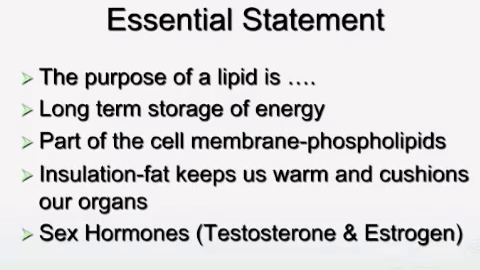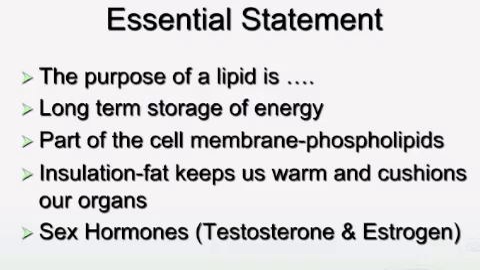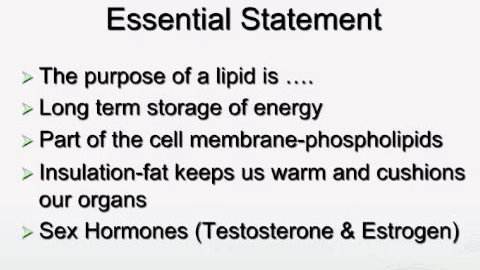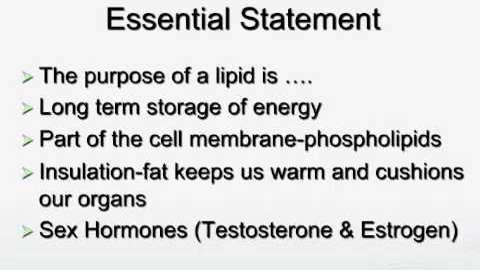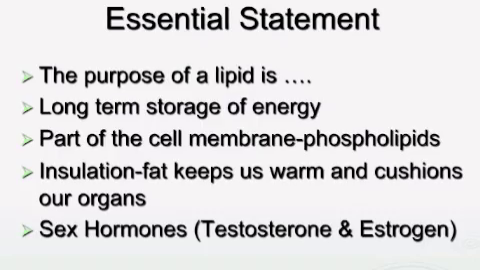Two layers of phospholipids. It acts as an insulation. Fat keeps us warm, and it also cushions our organs. It's also found in our sex hormones. They're lipid-based. So testosterone and estrogen are the sex hormones, and those are the ones as teenagers they're raging up and down, and they're making you crazy and making the adults afraid of you.